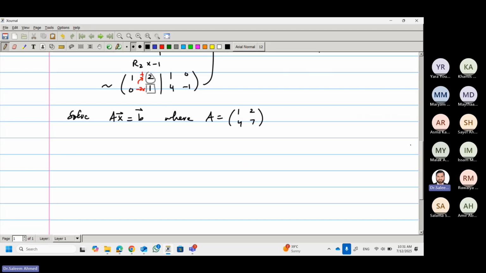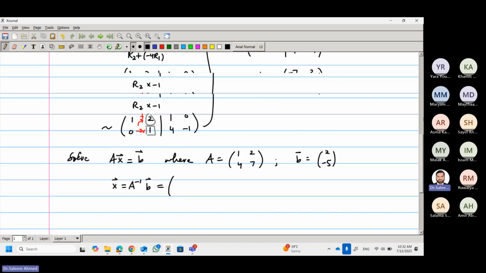1, 2, 4, 7. And let's say B is some vector given, any vector, let's say 2, -5. Right? So if I do that, then we know that solution x is A inverse B, if A inverse exists. So now what is the inverse? I just found the inverse. Inverse is -7, 2, 4, -1.